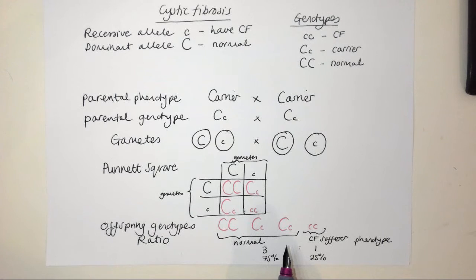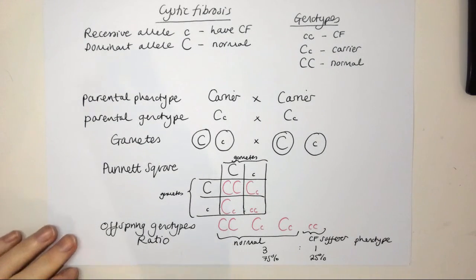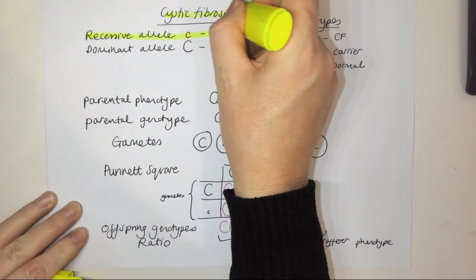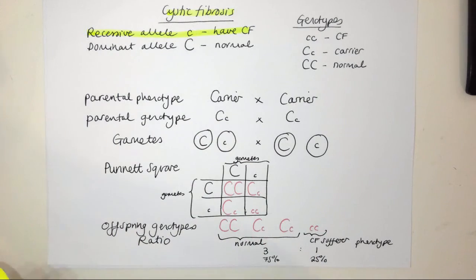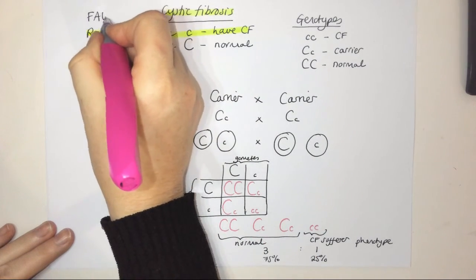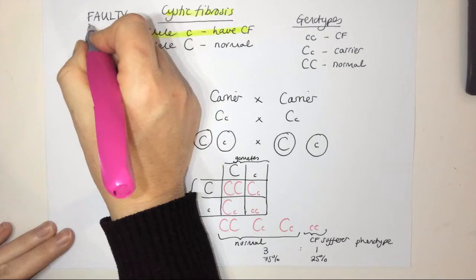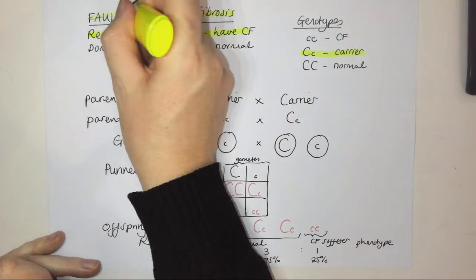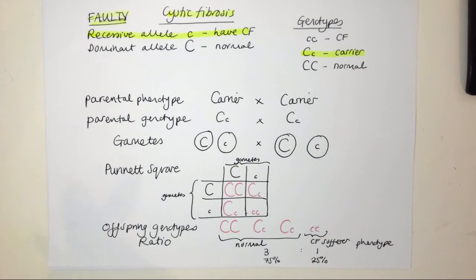So that's one type of inherited genetic condition. And this specifically and importantly is how we work out if it's caused by a recessive allele. So cystic fibrosis is caused by a faulty recessive allele, and this means that you can have carriers. It's different if you have a condition that is caused by a dominant allele, and we'll look at that one next.